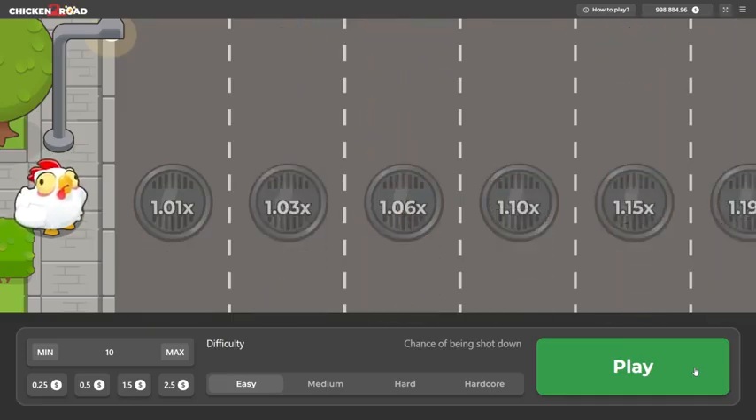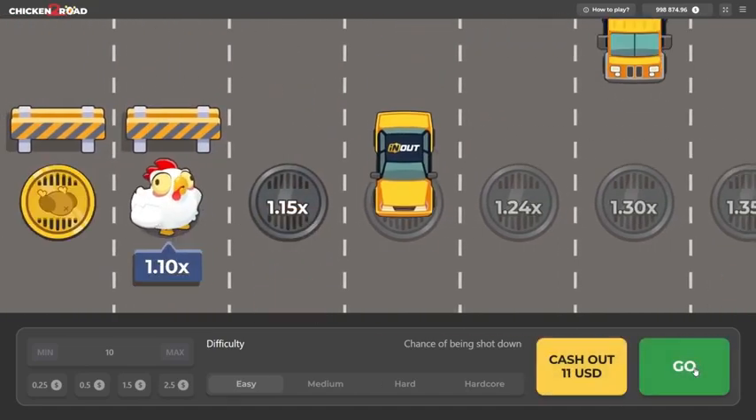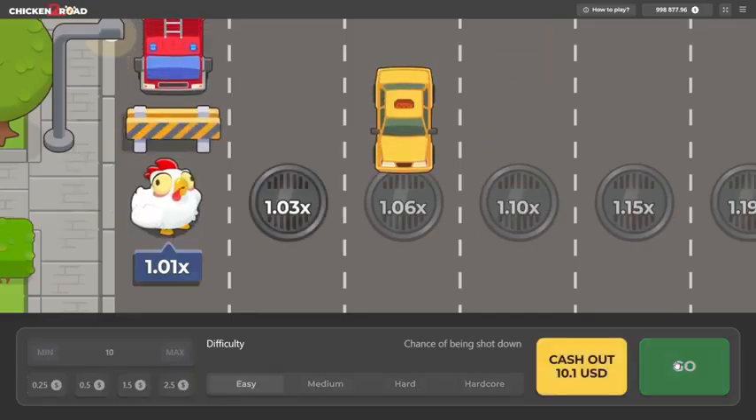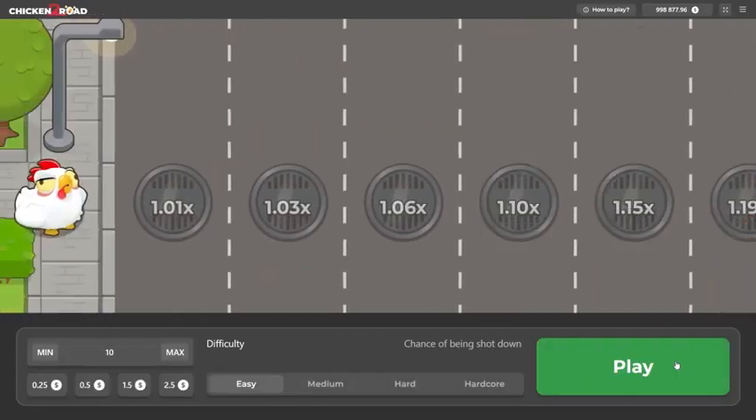Now let's talk about game variations. There are actually several versions of Chicken Road out there. Chicken Road 1, Chicken Road 2, and various clones with different names. The core mechanic is usually the same, but there might be differences in visual style, minimum and maximum bets, maximum multipliers, and the specific probabilities at each level. Some versions have additional features like auto cash out, where you can set the game to automatically cash out when you reach a certain multiplier.